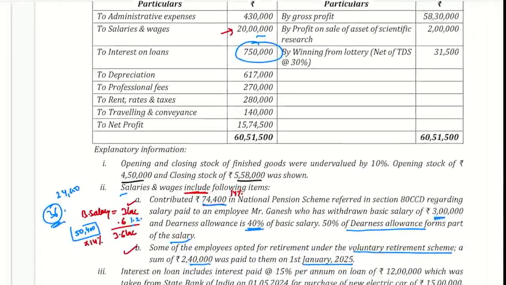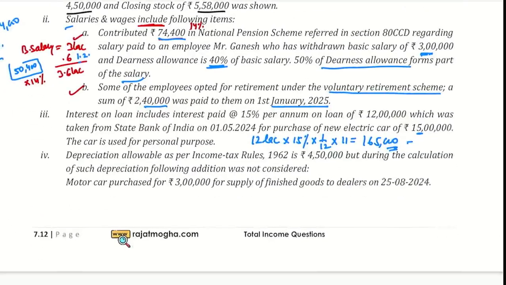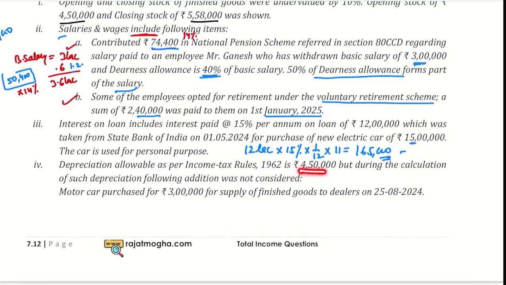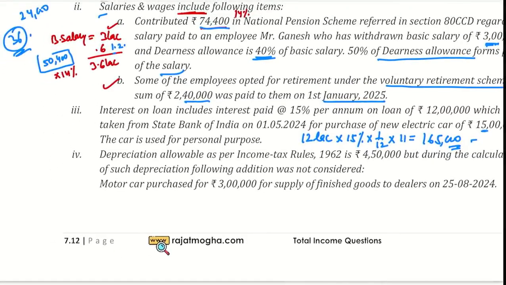So first of all, this depreciation, which is 6,17,000, I will not allow. I will only allow 4,50,000 rupees. But during the calculation of such depreciation, the following addition was considered: motor car purchase for 3 lakh. So first of all, the correct depreciation should be 4,50,000. This is the correct depreciation.